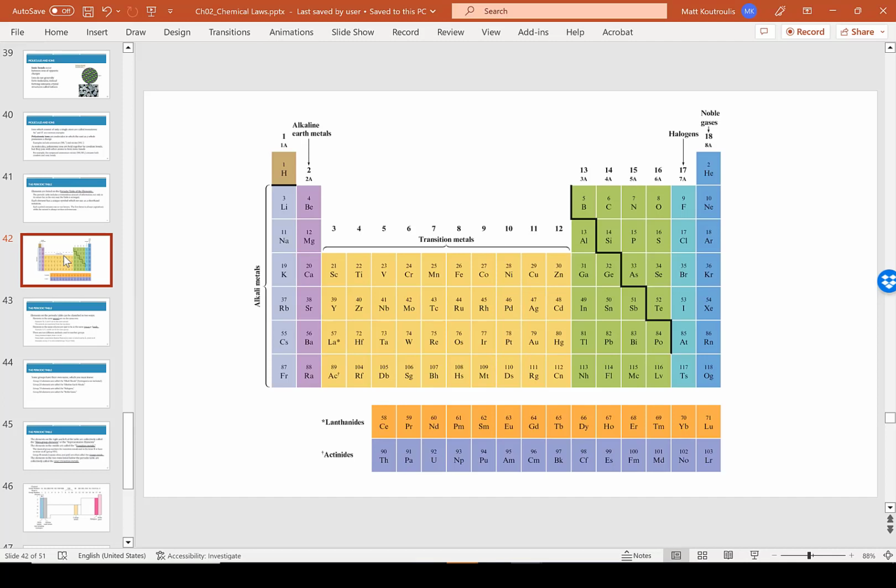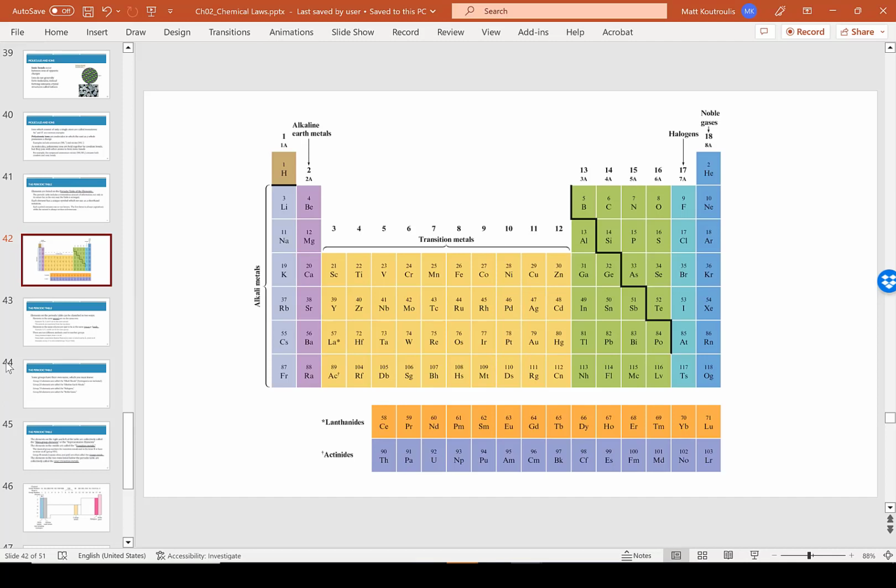The further right you go, it's more electronegative. Very good. The further right you go, it's more electronegative. That's something we'll talk about, which means when atoms are joined together in bonds, electronegativity tells you who's going to want the electrons more, right? Good.